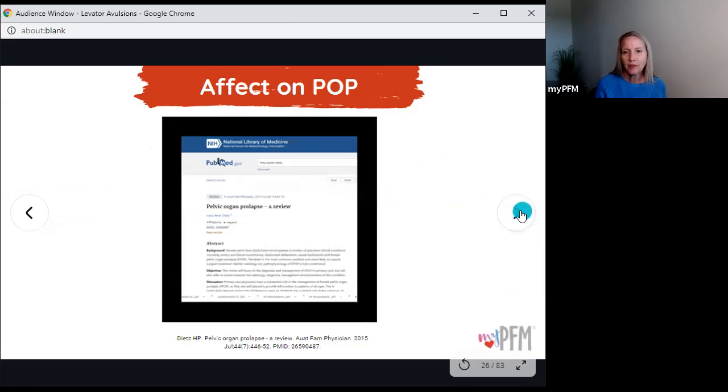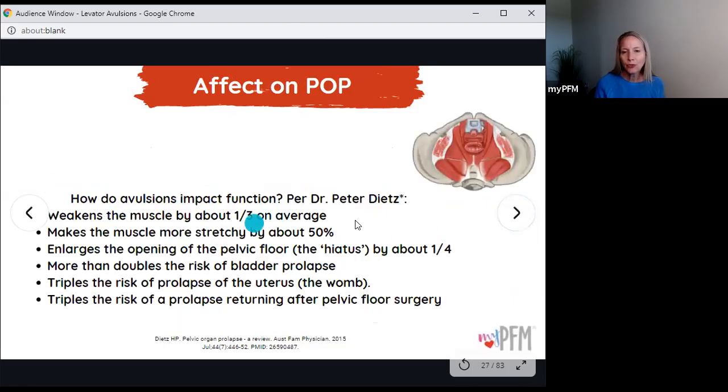All right, now, if you've ever studied levator avulsions research out there, there's a physician by the name of Dr. Hans Peter Dietz that has done an incredible amount of research on levator avulsions. And so here are some of his takeaway points about how avulsions impact pelvic floor function.